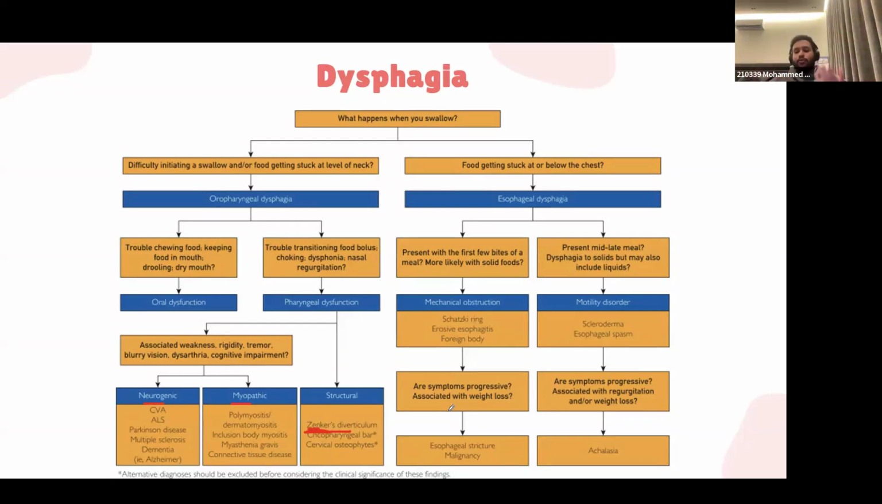Now, if it moves past their throat and then they have difficulty moving down the food at the level of the chest, if they feel it being stuck here or in the upper abdomen, then this is most likely esophageal dysphagia. The most important question you ask these patients is it to solids or is it to solids and liquids? Okay. If it's only to solids, then this is most likely a mechanical obstruction. Okay. So mechanical obstruction or anything that's causing narrowing of the lumen. So if you have the lumen, which is this, okay, and then you have, for example, a mass that's growing here.